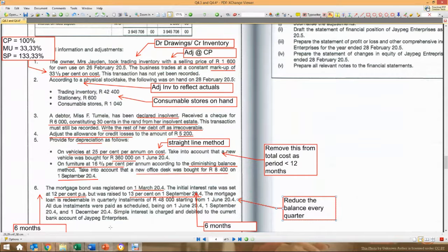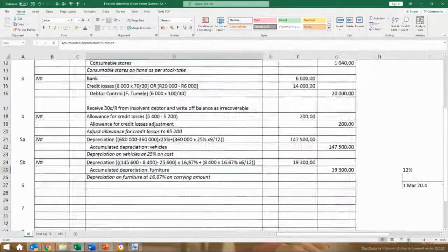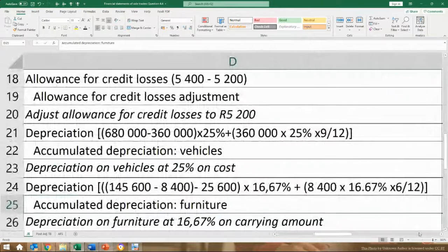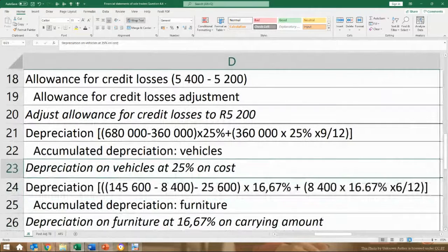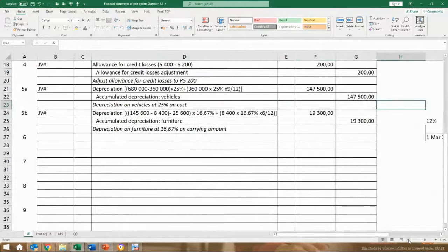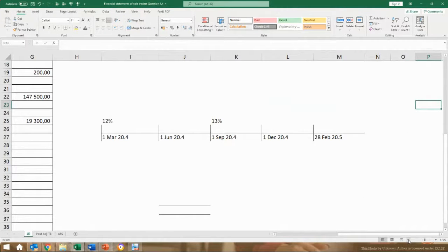Now for this one, to do the calculation, what I suggest you do is a little diagram like this. What I did is I showed each and every quarter, and then I showed where the percentages are. So the 12% starts at the beginning of the year, and then on the 1st of September it changed to 13%. Now I need to work out the balance outstanding at the beginning of each period to work out the interest amount.